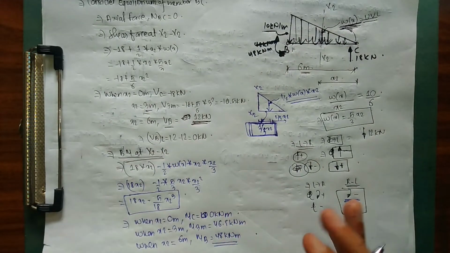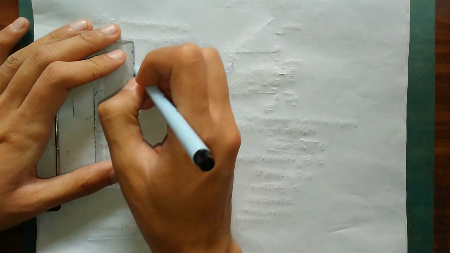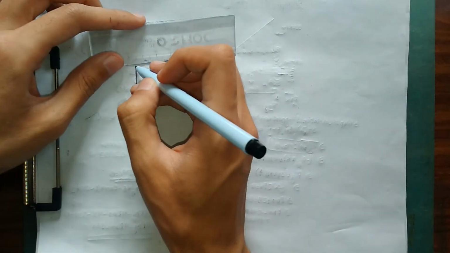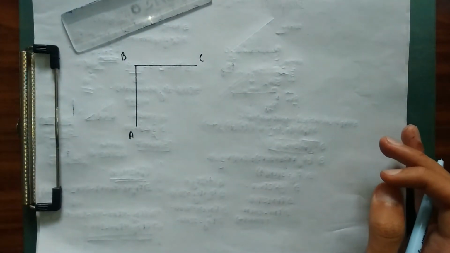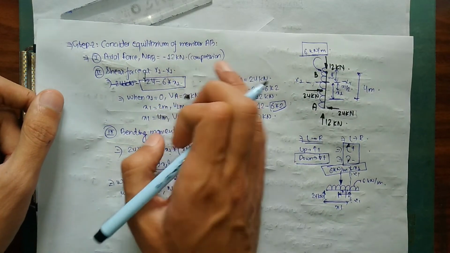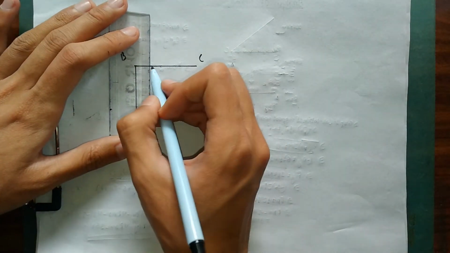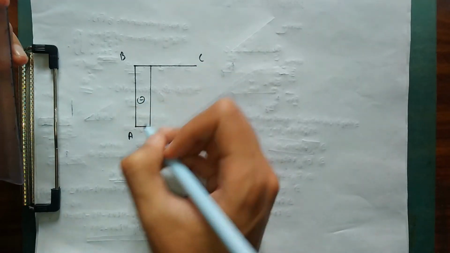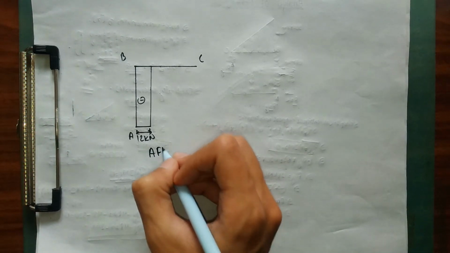So now after completing all this, we have to draw our axial force diagram, shear force diagram, and bending moment diagram. So let me first draw my axial force. I'm going to draw my member AB and member BC. This is my member A, member B, and member C. And if you remember, I found my axial force in AB as minus 12 kilonewton, compression. So I'm going to denote it this way: minus, downward, 12 kilonewton. And this is my axial force diagram, AFD.